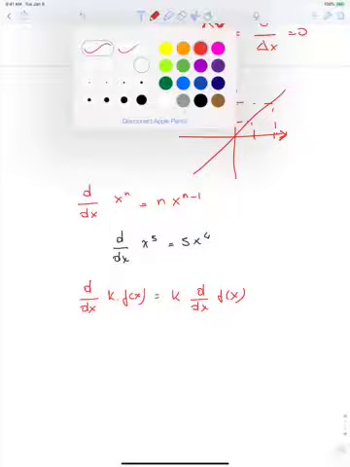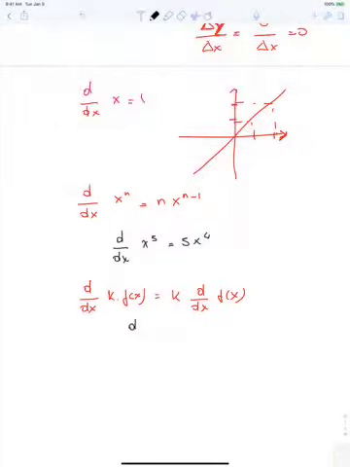So for example, if you have the derivative of 6 times x to the power 3, this is going to be 6 times the derivative of x to the power 3, which is 6 times 3, 18 times x squared.